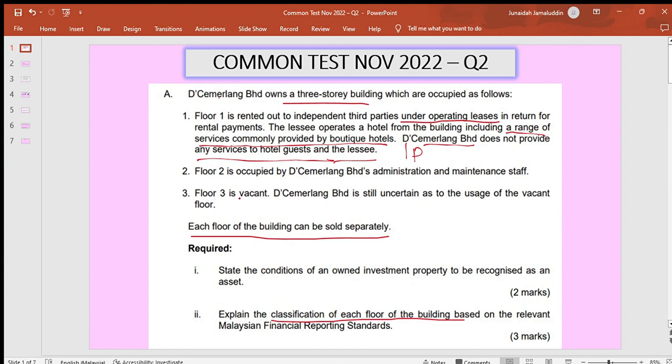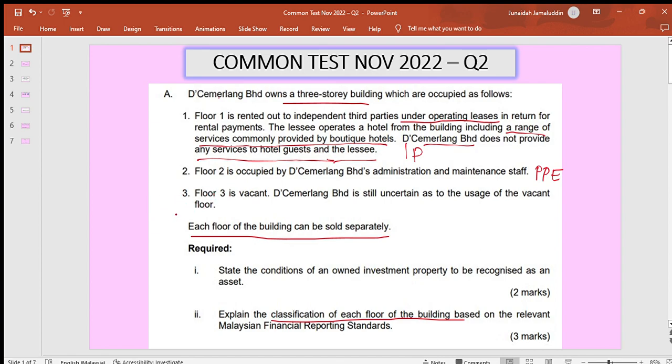Now let's check out floor number 2. Floor number 2 is occupied by the owner itself, Cemerlang Berhad, and maintenance staff. Since the floor is occupied by the owner of the building as well as its employees or staff, this floor should not be classified as an IP but as PPE. So for floor number 2, it should be classified as PPE instead of IP.